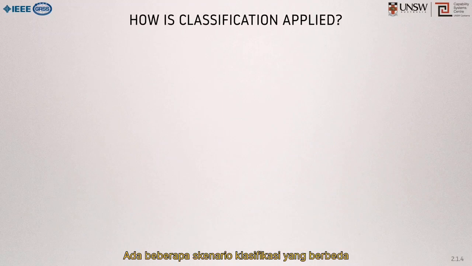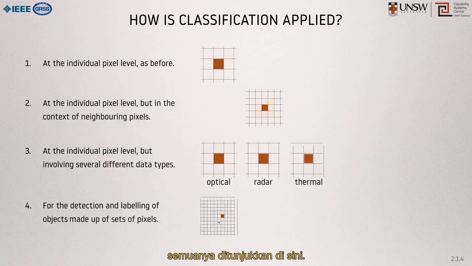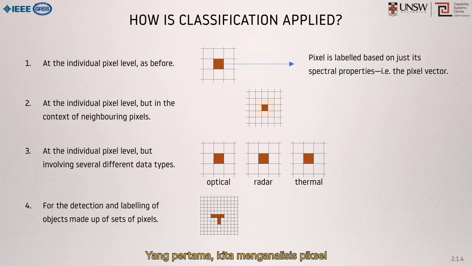There are several different classification scenarios that we will come across. 4 are shown here. In the first, we analyze pixels individually based on their spectral measurements and produce labels for them. Those labels should represent the ground covers in which we are interested. Sometimes these are called point classifiers because they focus on individual points or pixels.